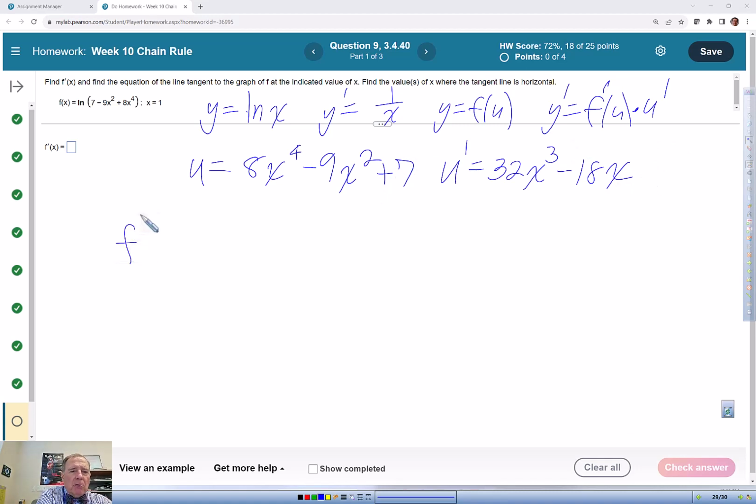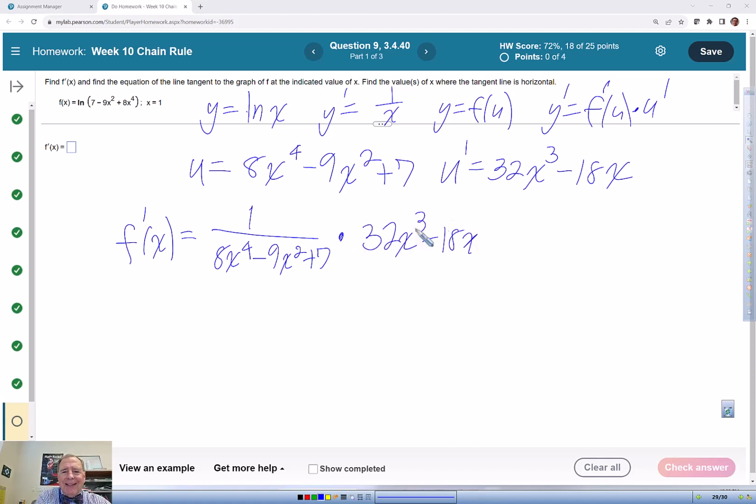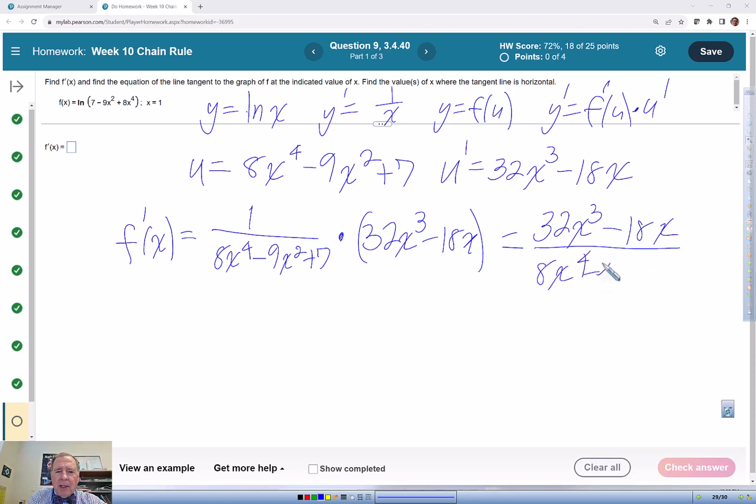So doing the whole derivative together, we're going to take what's inside here and put that 1 over u, which is 8x to the 4th minus 9x squared plus 7, and then times 32x cubed minus 18x. So putting that into one big fraction, we get 32x cubed minus 18x all over 8x to the 4th minus 9x squared plus 7.